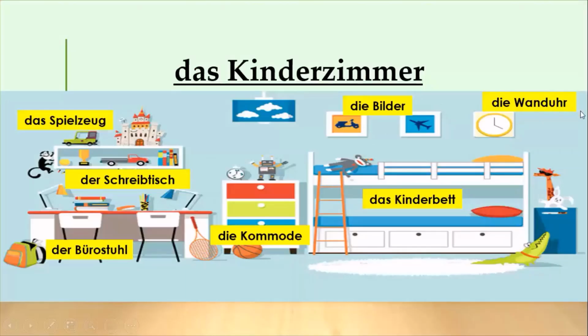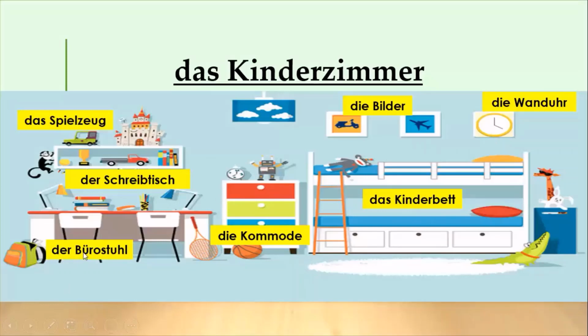Die Wanduhr, again a compound noun. Die Uhr is the watch or the clock, but specifically the clock is called die Wanduhr because die Wand refers to the wall. So the clock on the wall is specifically called die Wanduhr. Das Kinderbett is the bed for the children. Die Kommode, the chest of drawers or the tall boy.